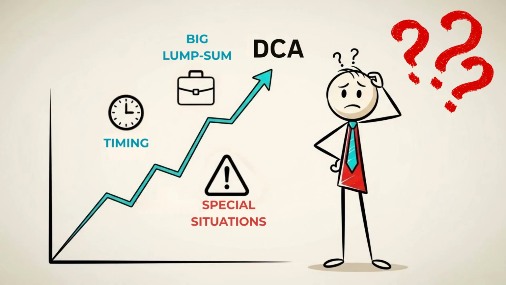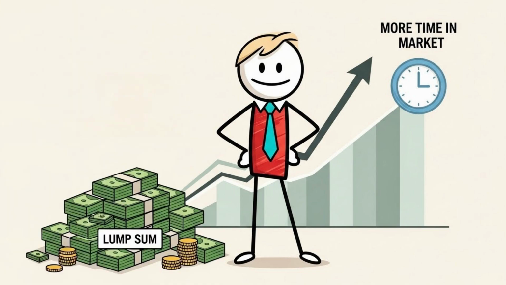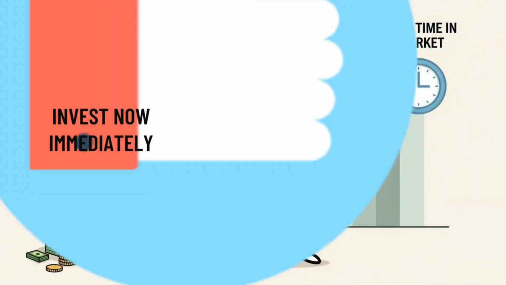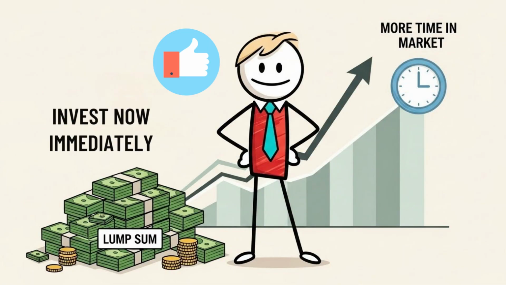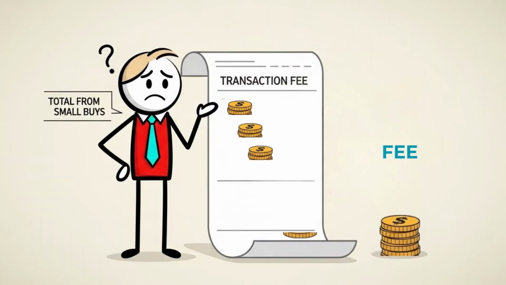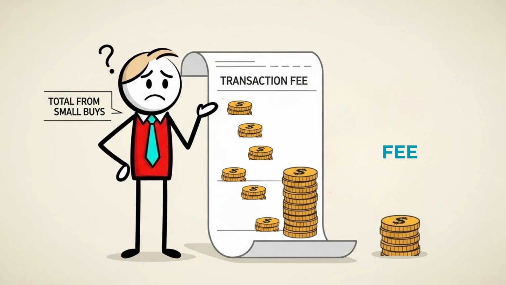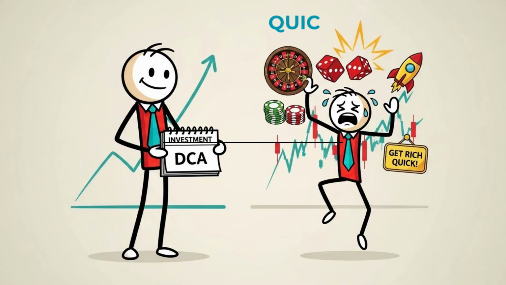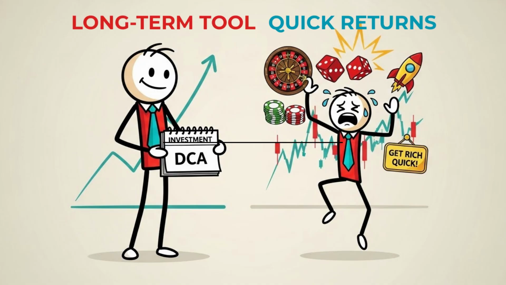Here are the times when DCA might not be ideal. When you already have a large lump sum. Historically, investing it immediately performs better because the money has more time to grow. When transaction fees are high. Small repeated purchases can cost more than a one-time investment. When you are chasing quick speculative returns. DCA is a long-term tool, not a short-term gambling strategy.